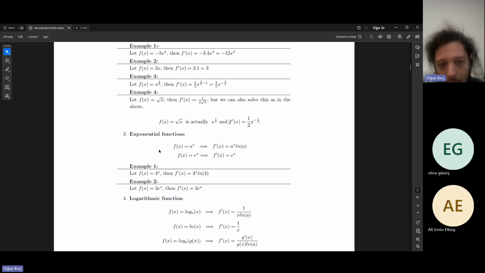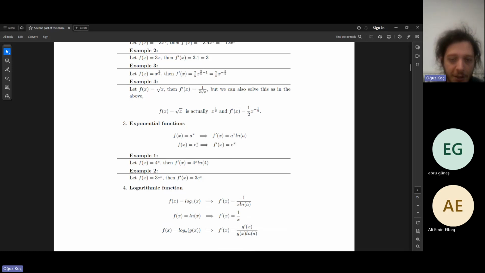And also we have exponential functions. In here, the base is a real number, and the power of this scalar is x. We can create a function like this. If you take the derivative of this function, you get a to the x times ln a. This is the formula for taking the derivative of an exponential function.